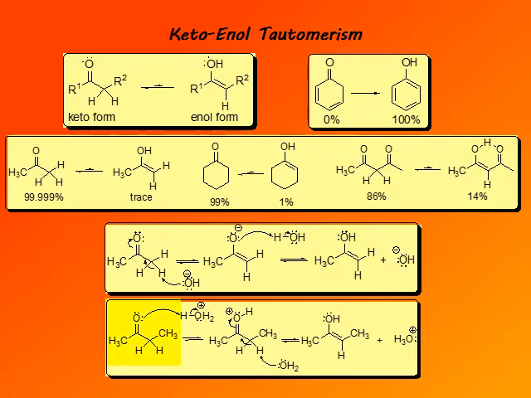Under acidic conditions, first the carbonyl oxygen is protonated to give the corresponding oxonium ion, and then that oxonium ion is deprotonated at the alpha position, accompanied by movement of pi electrons to give the enol form. Again, as in the case of the base catalyzed reaction, all the steps are reversible, and starting with the enol form, these steps in reverse will give the keto form.